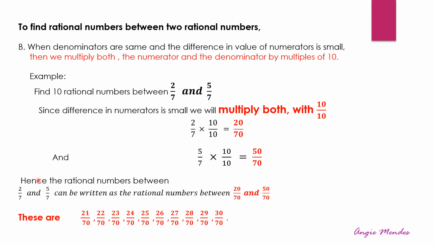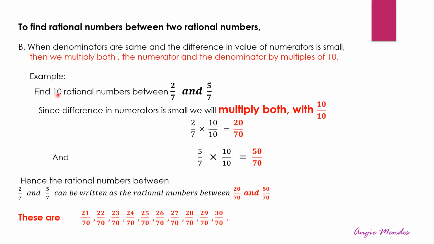Now let us take the next case where the denominators are same and the difference in value of numerators is small. When denominators are same and the difference in value of numerators is small, then we multiply both the numerator and the denominator by multiples of 10. Let us take an example.